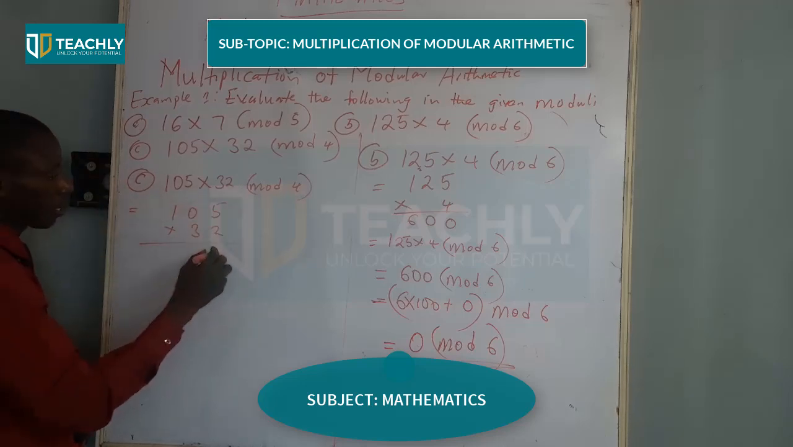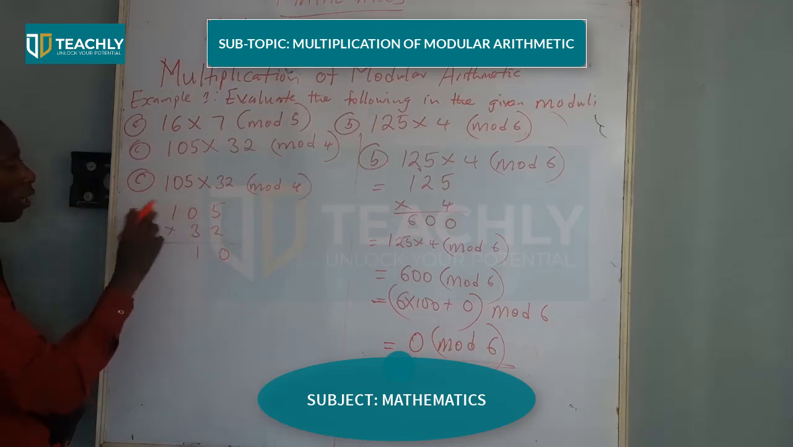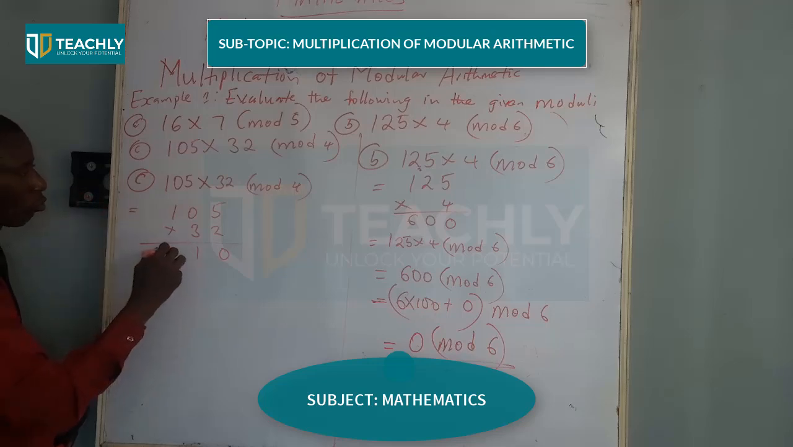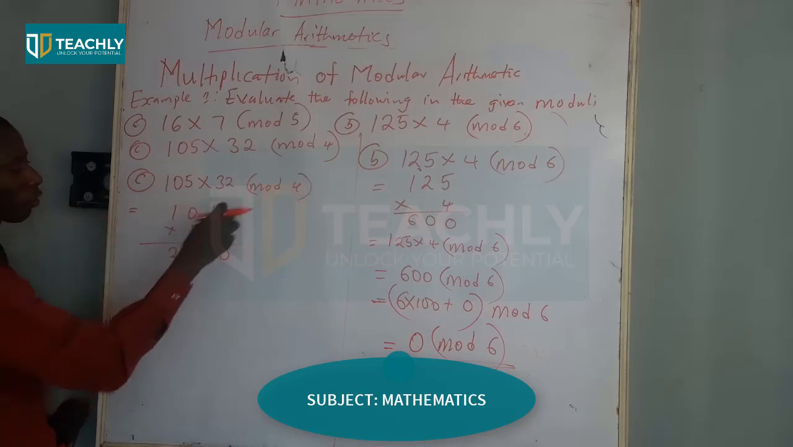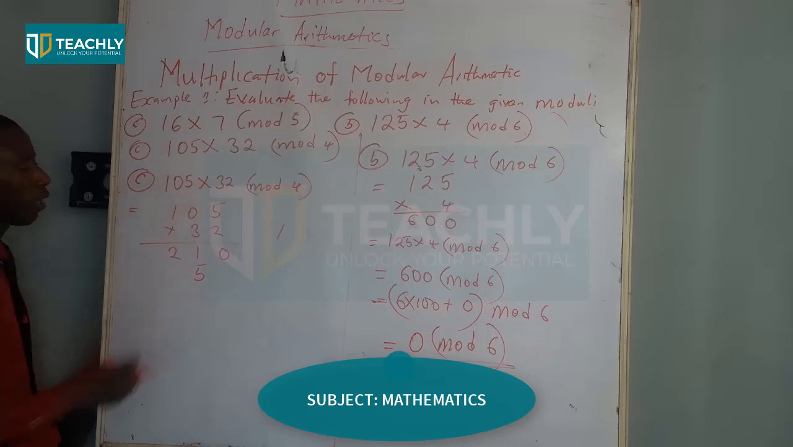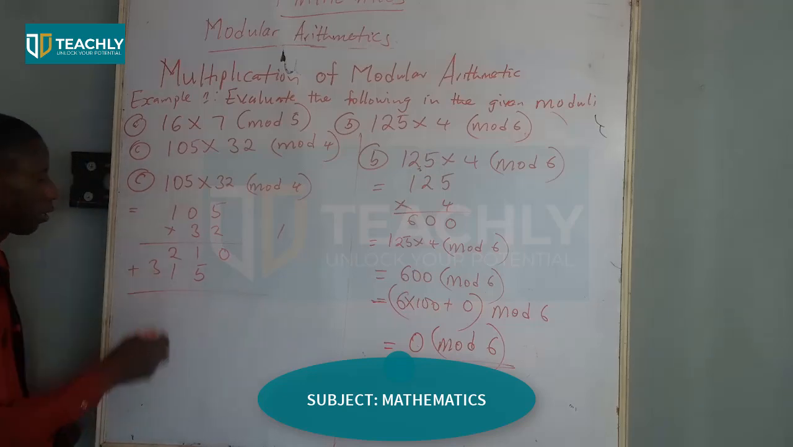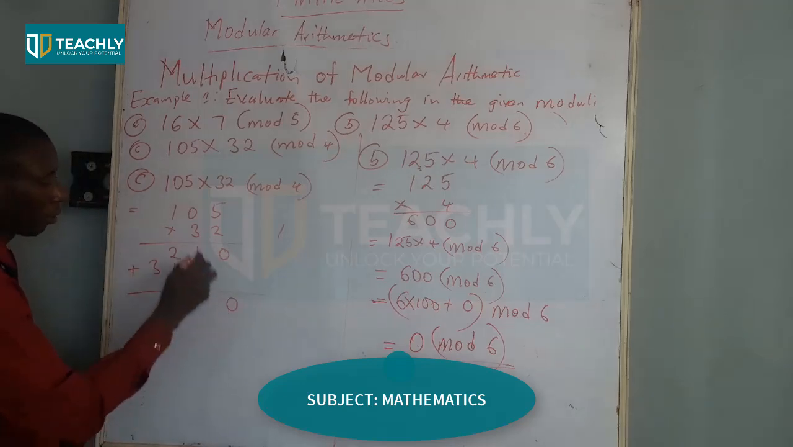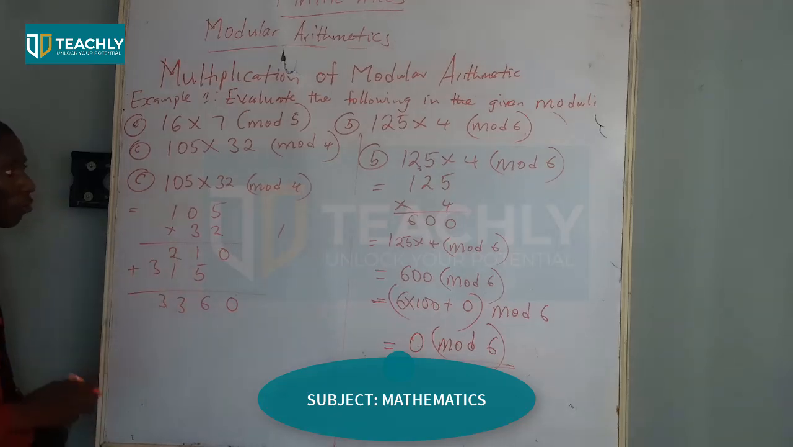3 times 0 we have 0. 2 times 5 we have 10, keep 1. 2 times 0, 0 plus 1 we have 1. 2 times 1 we have 2. Then 3 times 5 we have 15, we keep 1. 3 times 0 we have 0 plus that 1. Then 3 times 1 we have 3. So if you add this together, here we have 0, here we have 6, here we have 3, here we have 3.